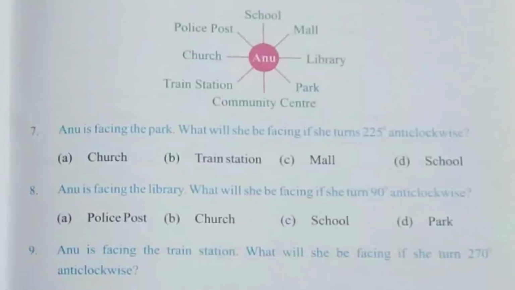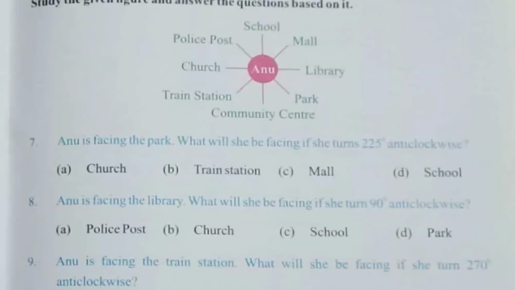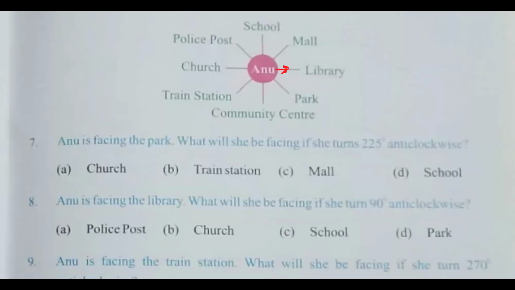Question number 8, based on the same arrangement. If Anu is facing the library, what will she be facing if she turns 90 degrees in the anti-clockwise direction? School. Yes, Inaya, you have answered? Yes, ma'am. 90 degrees anti-clockwise. Anti-clockwise means this direction. Ma'am, school. School, right? Good. Easy, 90 degrees. Correct.